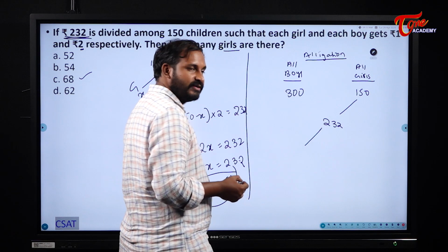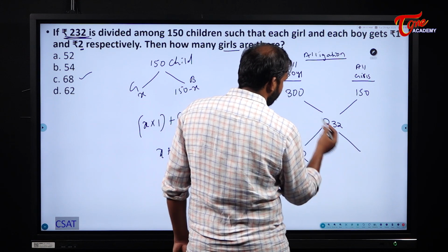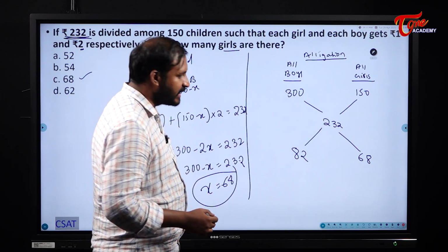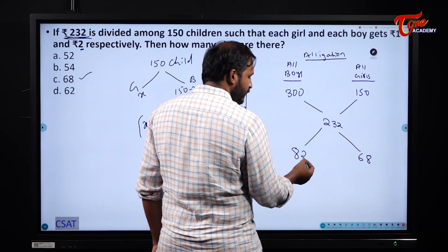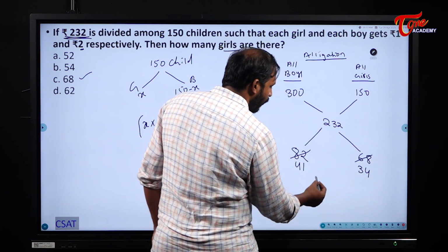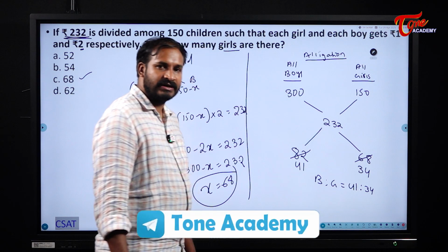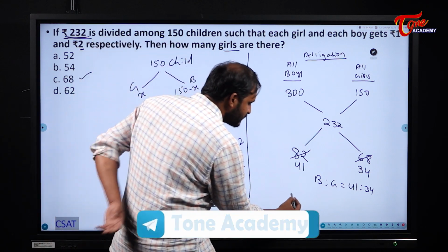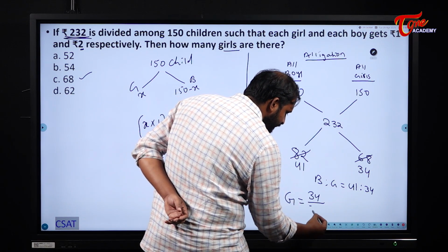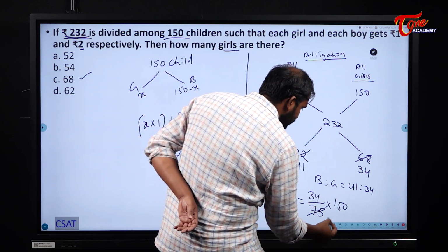Now what is the difference between these two? 82 and 68. If there is any cancellation, cancel it. There is nothing wrong in that. So in the 2 table, 41 times, and this will become 34. So boys and girls are in what ratio? 41 is to 34. And they are asking us for the total strength of girls. Girls are how many parts? 34 by the total 75, into the total strength of students, 150. So 75 ones, 75 twos.